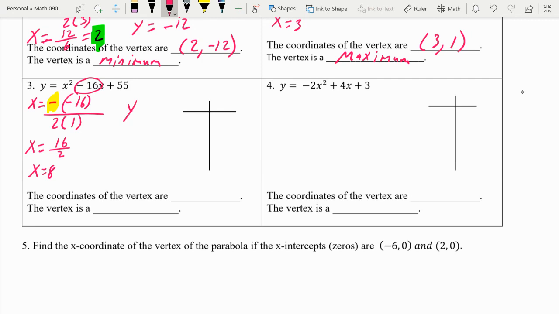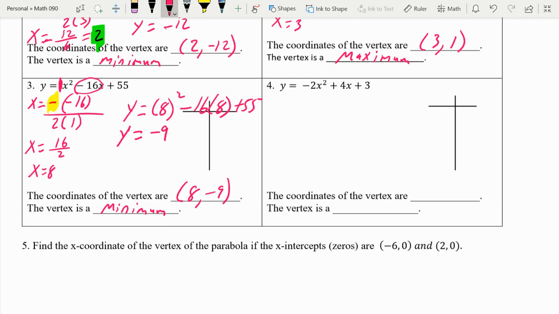And now for the y coordinate, y equals substituting. So I'm using parentheses. Minus 16 times 8 plus 55. Grab your calculators. We end up with y is equal to negative 9. So we end up with our vertex of 8, negative 9. So the vertex here, since A is positive, remember, A is 1, it's a positive number. So this is going to be a minimum.